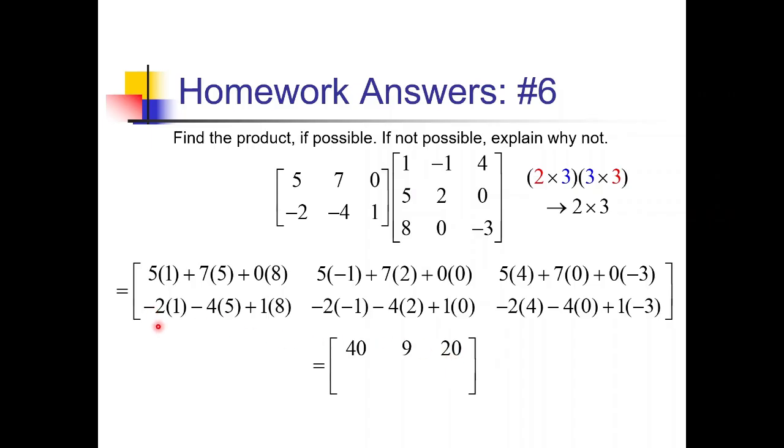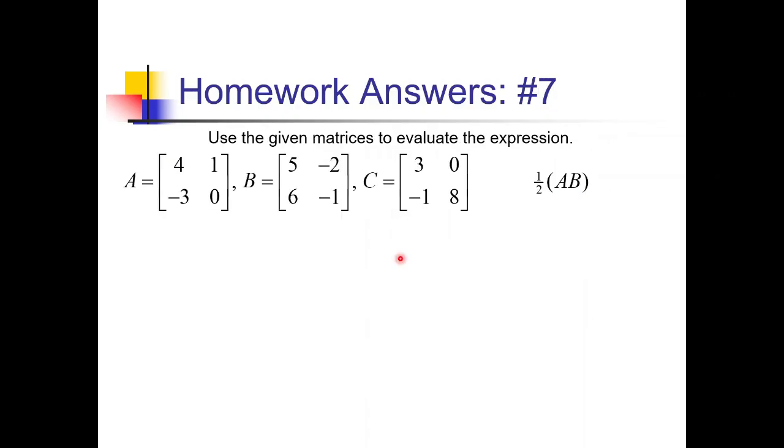Now we've got negative 2 minus 20, so let's see, that's negative 22 so far, plus an 8 is negative 14. And then this is 2 minus 8 plus 0, so negative 6. And finally, negative 8 minus 0 minus 3 is negative 11.